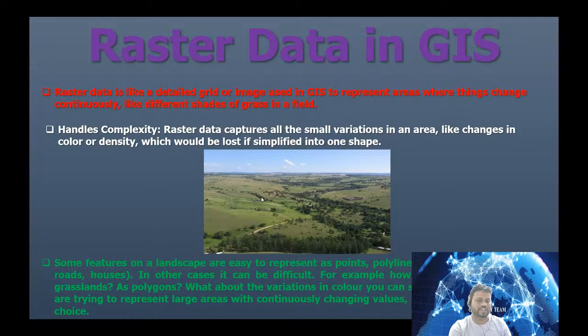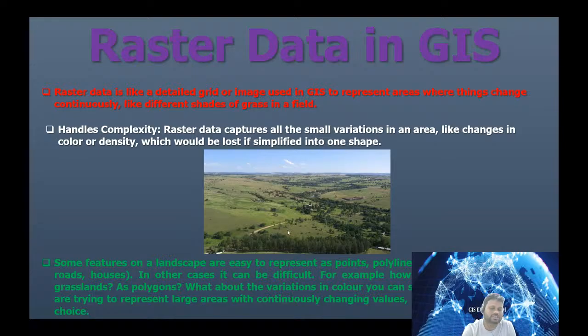Some features on a landscape are easy to represent as points, polylines and polygons, for example trees, roads and houses. In other cases it can be difficult. For example, how would you represent grassland as a polygon? And what about the variation in color you can see in the grass? When you are trying to represent a large area with continuously changing values, raster data can be a better choice.